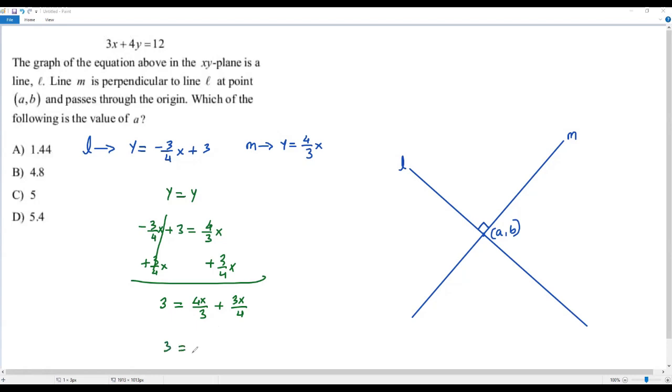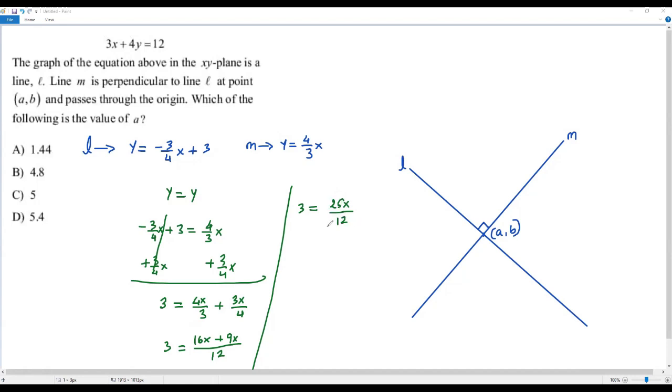So in this kind of addition of two fractions, we can do cross multiplication. That is, this numerator has to be multiplied by this denominator and this numerator has to be multiplied by this denominator. Further, we have to multiply the two denominators. When I multiply 4x by 4, I am getting 16x. When I multiply 3x by 3, I am getting 9x. And when I multiply the two denominators 3 and 4, I am getting 12. So 3 = 25x/12, when I add 16x and 9x. Now to solve for x, we have to get rid of this 25 divided by 12.